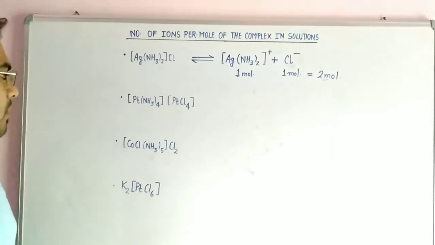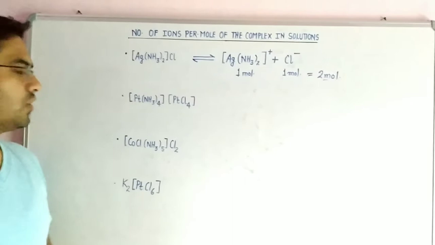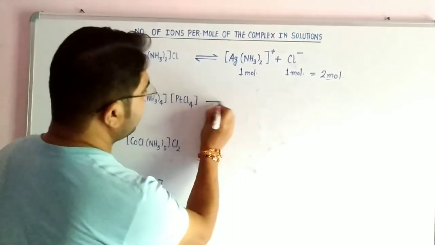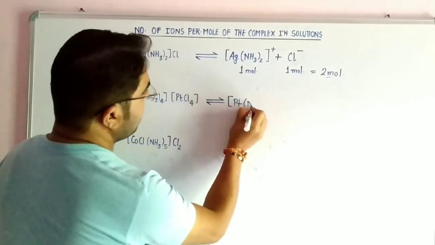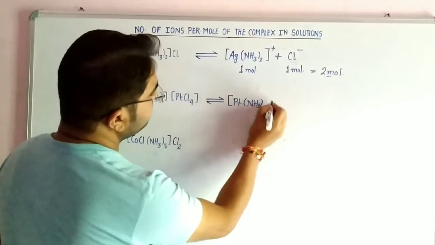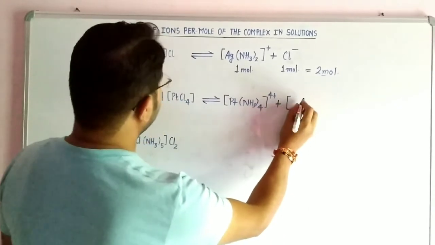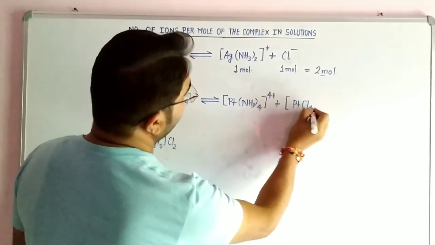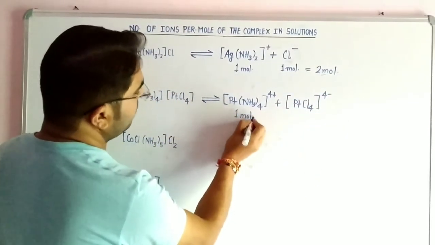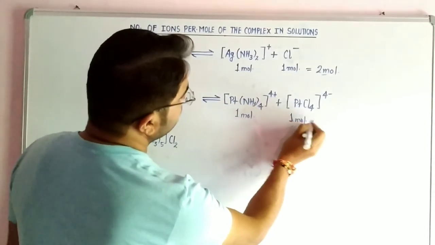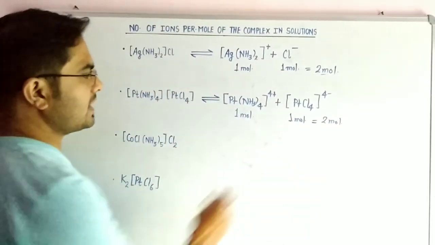And in the second complex, two complexes are given and both are written in the coordination sphere. The mode of ionization is very simple in this complex: Pt(NH3)4 is the positive part, and the remaining complex, PtCl4, is the negative part. So again 1 mole for this part and 1 mole for this part. Overall that is equal to 2 moles, the number of ions per mole.